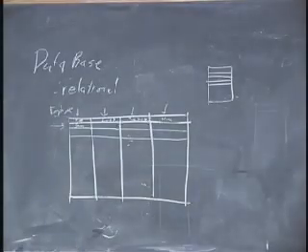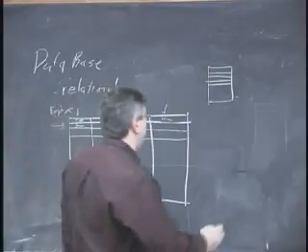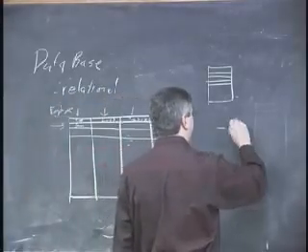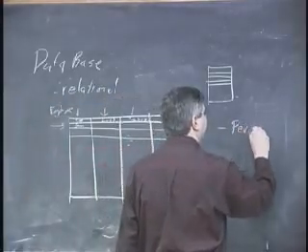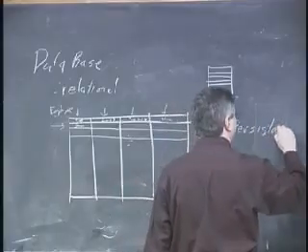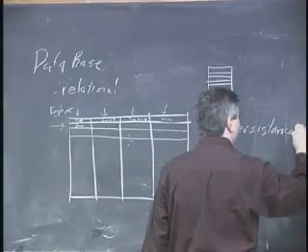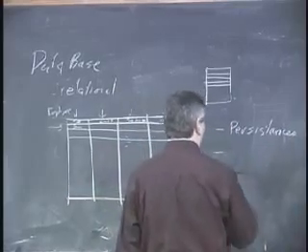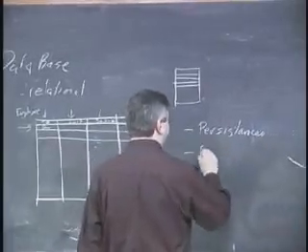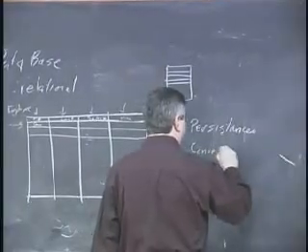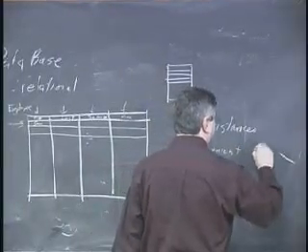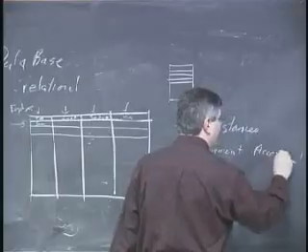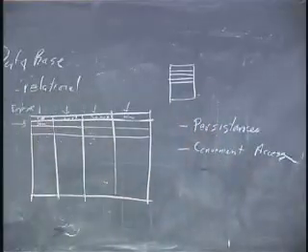So that's the basic data model. And databases these days, modern databases, provide kind of four functions. One is persistent data storage. The second is convenient access.